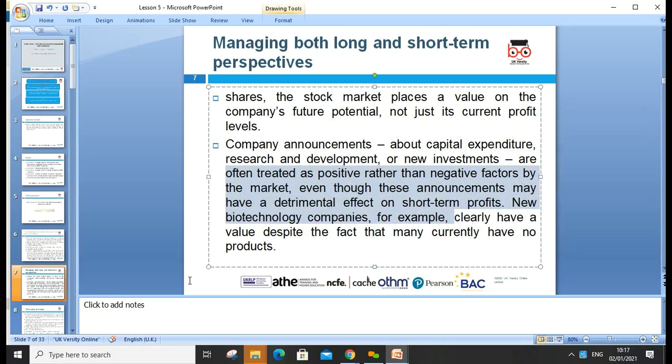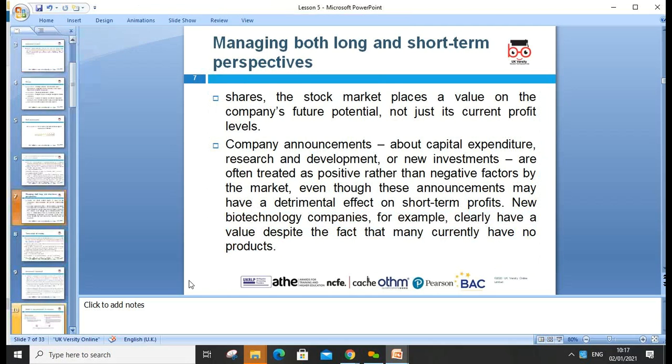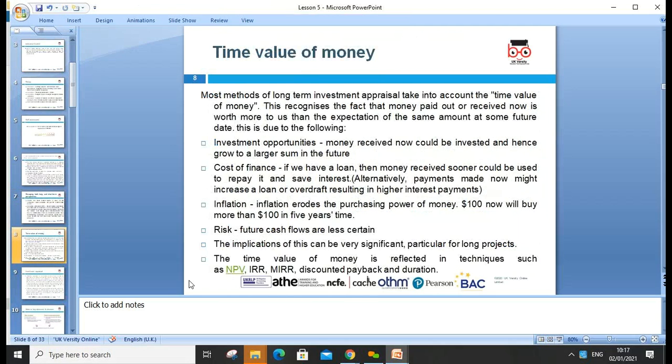So an announcement may have a short term negative effect on profit, but a long term positive effect. Like a biotechnology company investing millions in technology: this time there will be negative cash flows, but in the future it will bring more cash flow. That's today's investment.